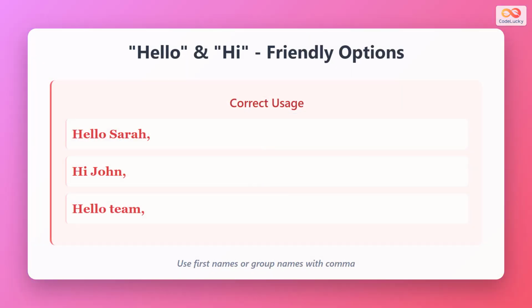Hello and hi are friendly informal greetings. Use hello Sarah, hi John, hello team. These work with first names or group names. Always add a comma after informal greetings just like formal ones.